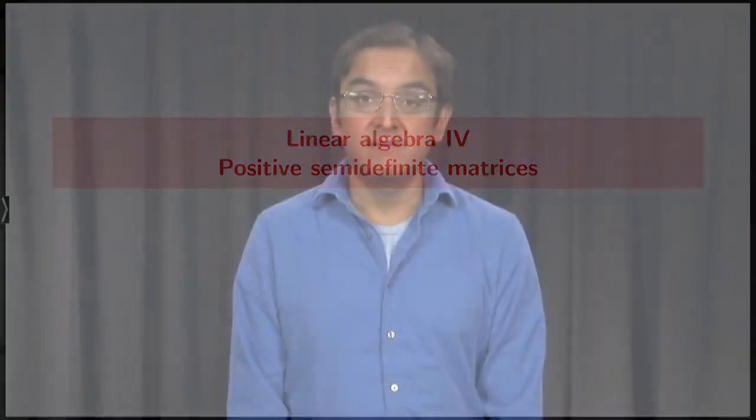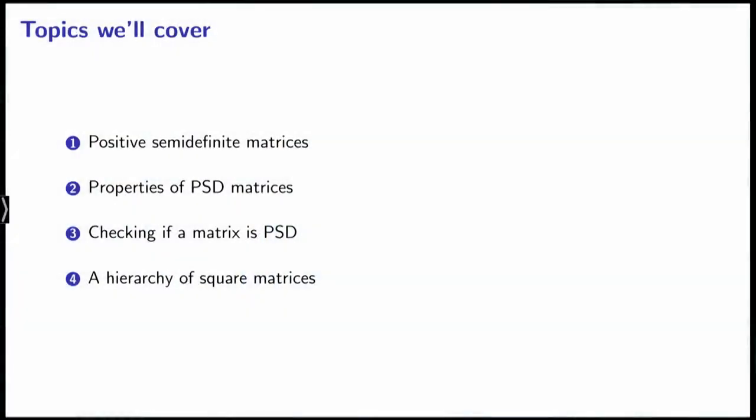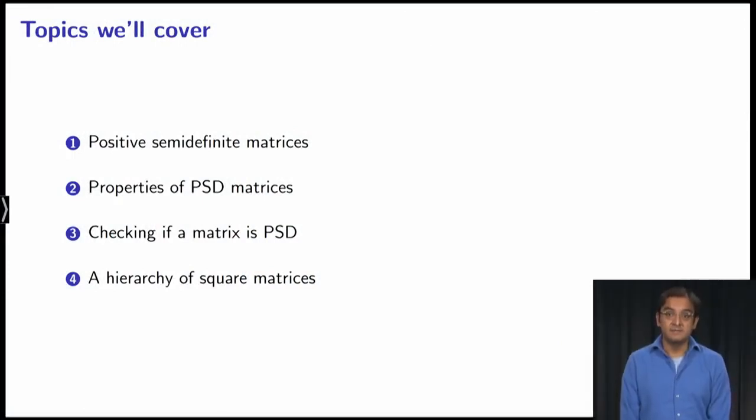Positive semi-definite matrices are square matrices that have many special properties. They arise all over the place in machine learning. So today we'll see what it means for a matrix to be positive semi-definite, and we'll look at some of the properties of these matrices. We'll also cover the important question of how you figure out if a matrix is of this type.